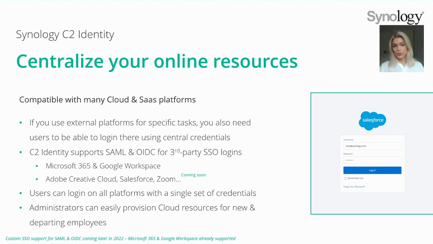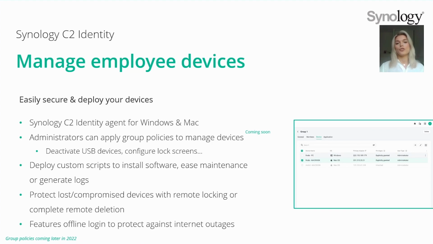In addition to that, we also propose a device management possibility. You will have to install a C2 Identity agent that is available for both Windows and Mac, and the computer will be recognized and assigned to a person. It will then be possible to apply group policies. This feature is coming later this year. For example, to deactivate USB devices or to set up screen lock to enhance the security of employees' devices.